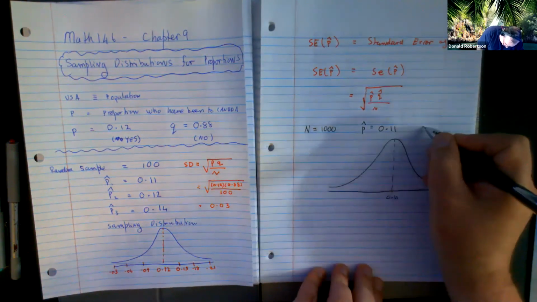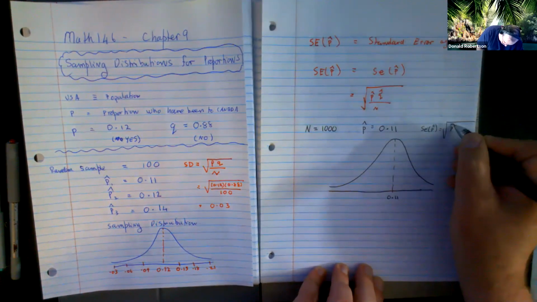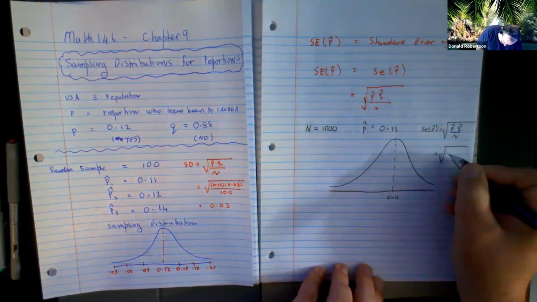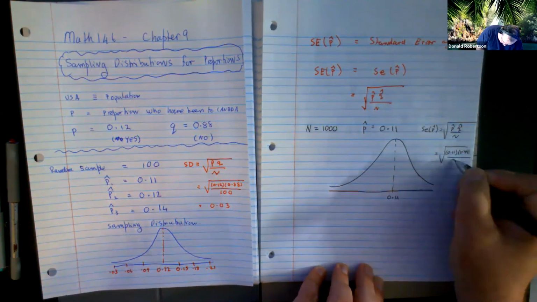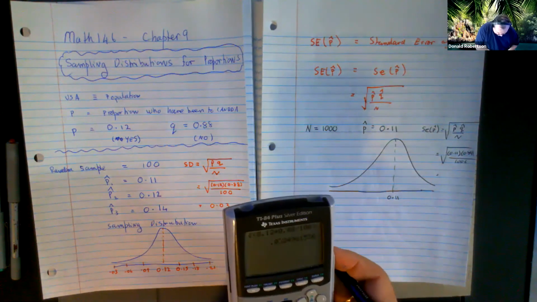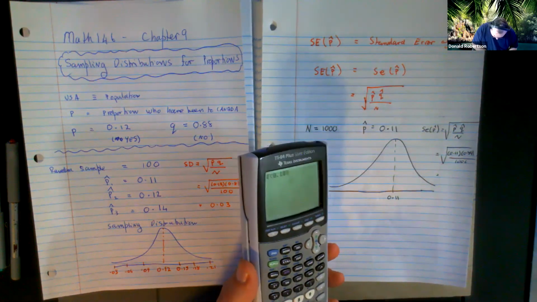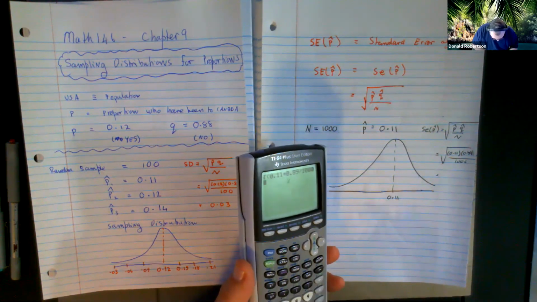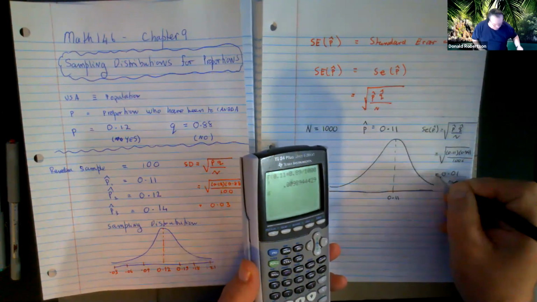And now I'm going to get my standard error of p hat, which is the square root of p hat q hat over n. So in this case, it's going to be 0.11, 0.89, all over 1,000. Let's see what that looks like. If you do the square root of 0.11 multiplied by 0.89 and divide that by 1,000, the answer I get is 0.01 to 2 decimal places.